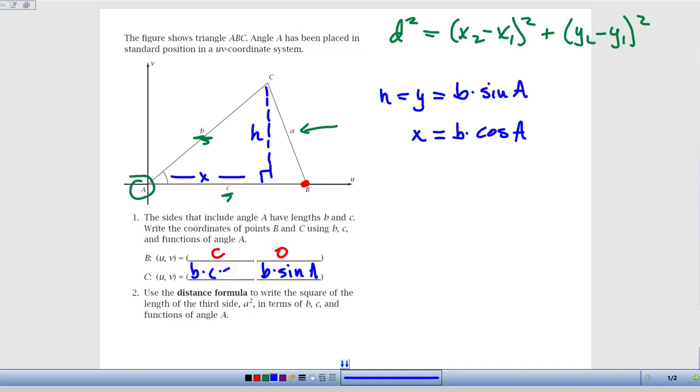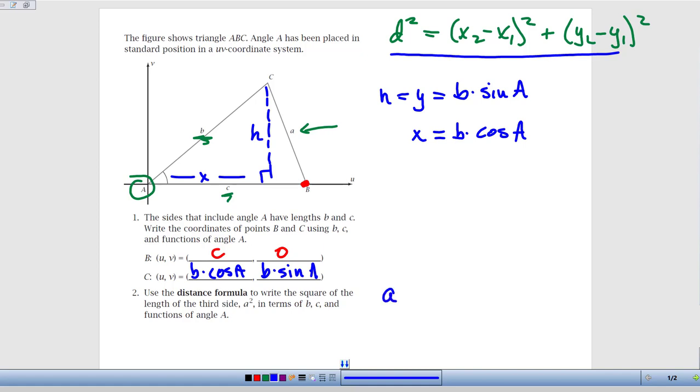And so now we've successfully described the coordinates of the 2 points that are the endpoints of the length A. Now we're ready to write the distance formula using those 2 coordinates. Again, we're just relying on this right here. So d squared is now going to be a squared, since A is the length that we're interested in.